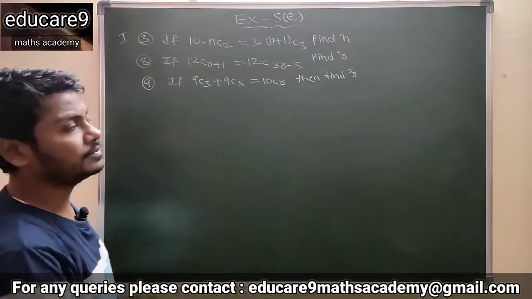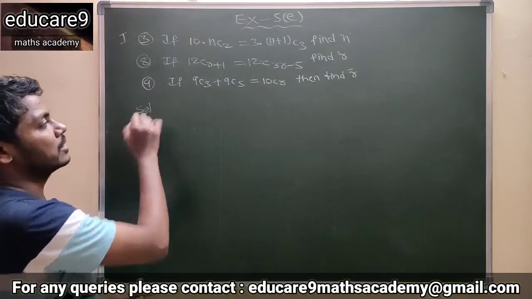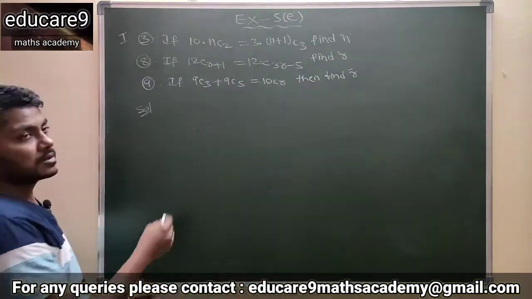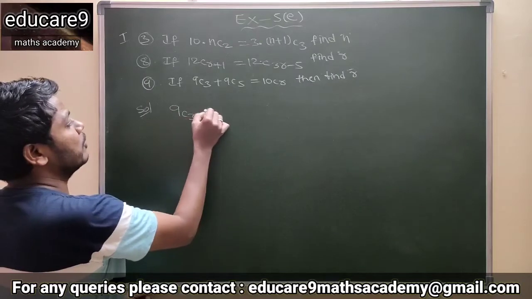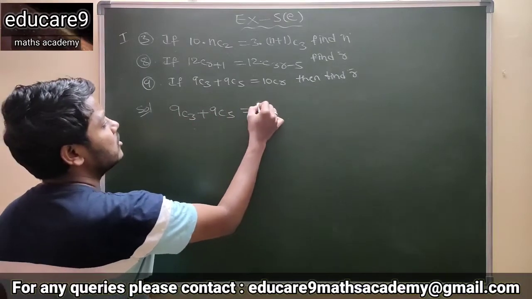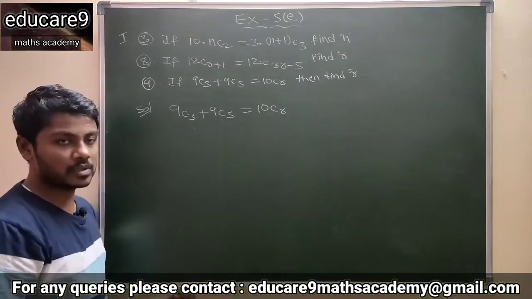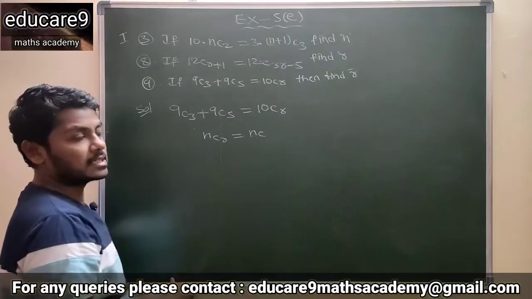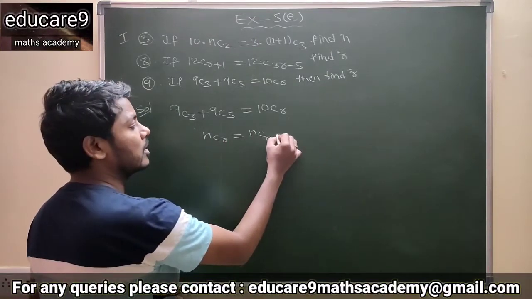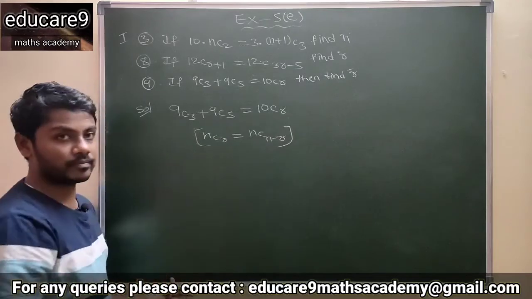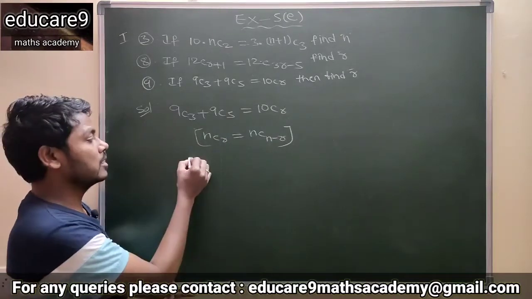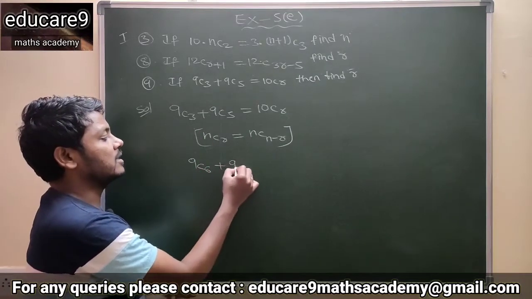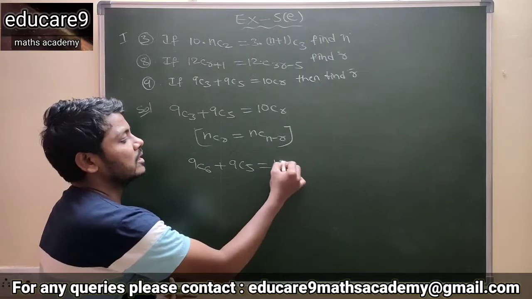So next is the 9th one. If nC3 plus nC5 is equal to nCr, then find r. So here 9C3 plus 9C5 is equal to 10Cr. So you know that nCr can be written as nC(n-r). So we have to apply this formula here. How to write 9C3? 9C(9-3), that is 9C6, plus 9C5 is equal to 10Cr.